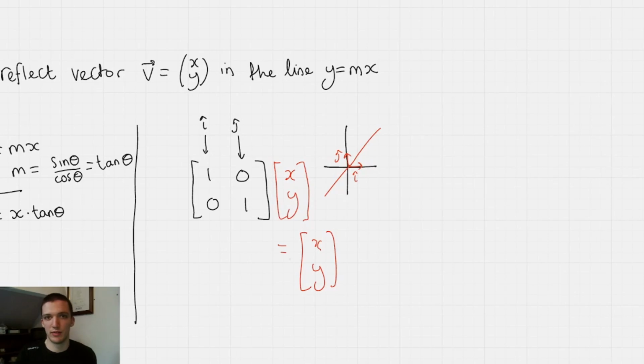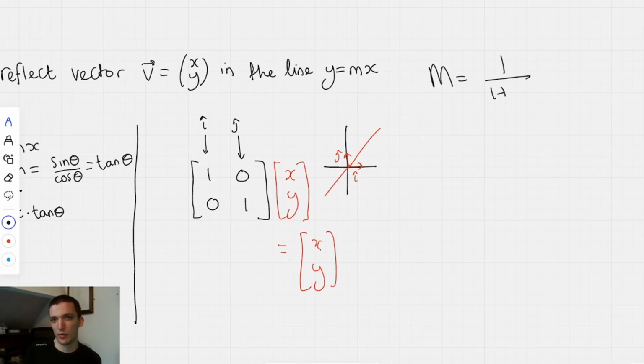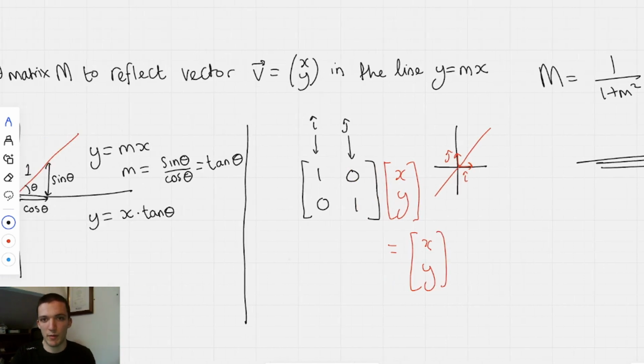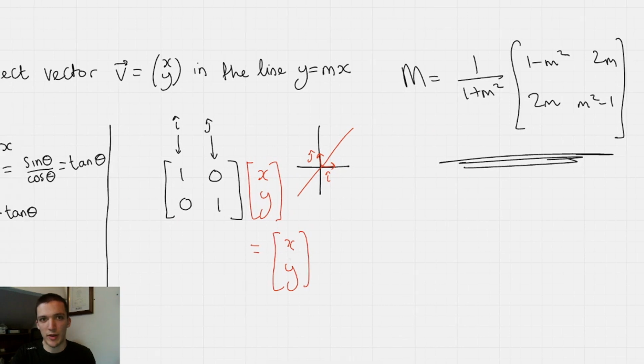Well, this is going to be, as we said, M equals 1 over 1 plus m squared, times the matrix with 1 minus m squared, 2m, 2m, m squared minus 1. That is the answer to our problem, which is quite a nice looking matrix, I think you'll agree.